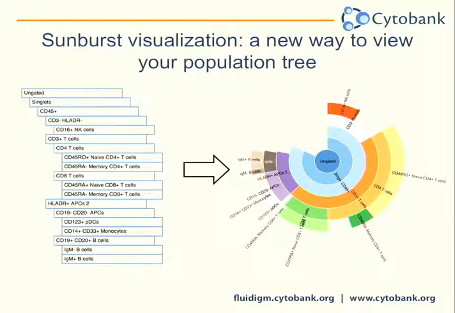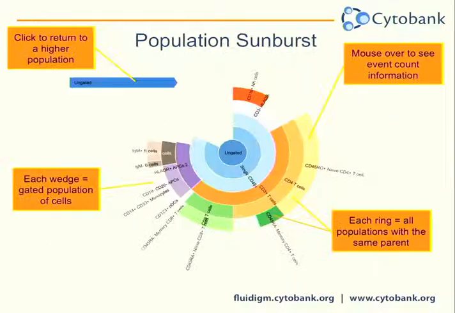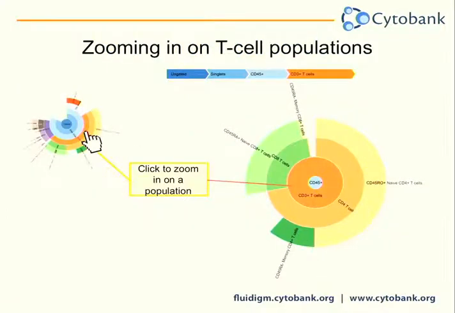One of the things that's very useful about the population Sunburst is that it's interactive. Specifically, you can interact by moving to different higher populations. You can mouse over to see the event count information for any of these individual wedges, which represent a population. And each ring represents all populations with the same parent population. If you click on, for example, your T cells, it'll zoom in so you can look at the Sunburst for just your T cell subsets and look at the relative fraction of those cells.